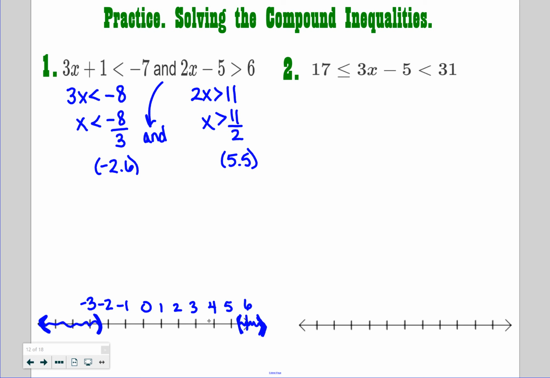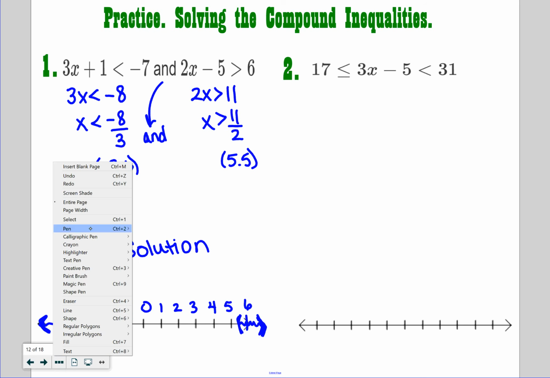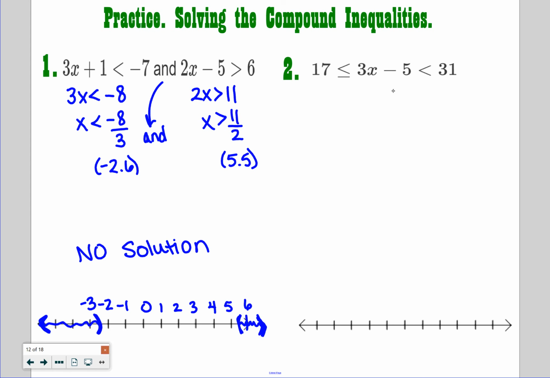Nowhere here do we have anything in common, so your final answer is no solution. Again, if this was an "or" statement, we would list both groups, but because we're looking for an intersection, no solution. For the second one, you can isolate the x in the middle.